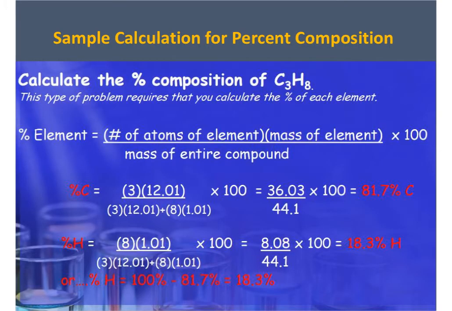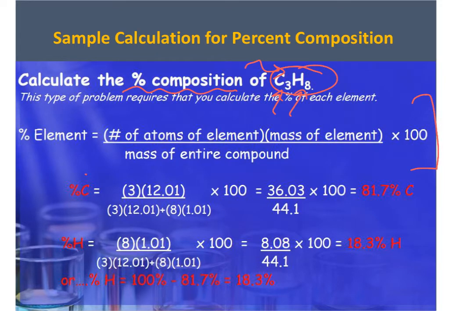So, for example, let's say you were asked to calculate the percent composition of propane, C3H8. Now, sometimes you'll be asked to only provide the percent of a particular element. Like I might say, what's the percent of carbon in propane? But if you're just simply asked to come up with a percent composition, they want percent by mass of every element in that compound, okay? So again, here's the formula.